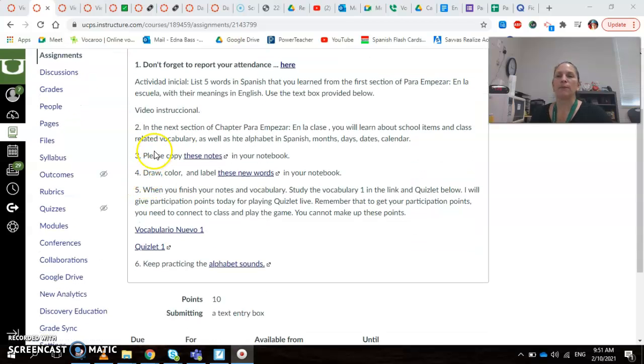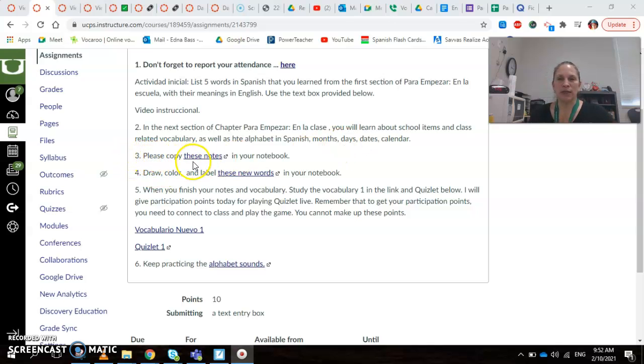Okay, here we go. The next section of chapter Para Empezar is called En la clase. You will learn about school items and class-related vocabulary, as well as the alphabet in Spanish, months, days, dates, and calendar. So that's what we're going to be learning in this next section.